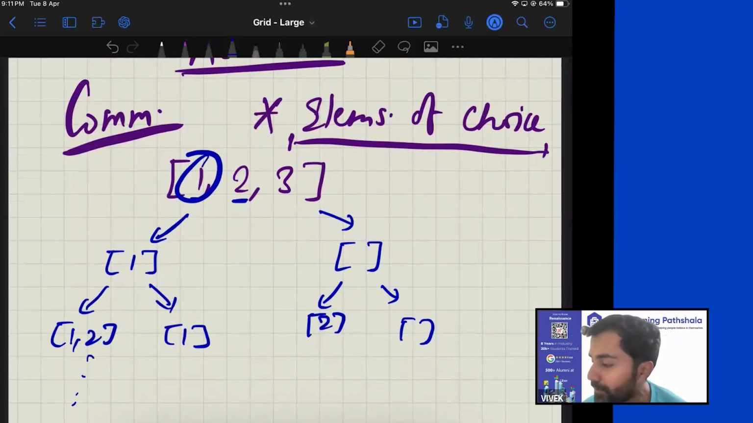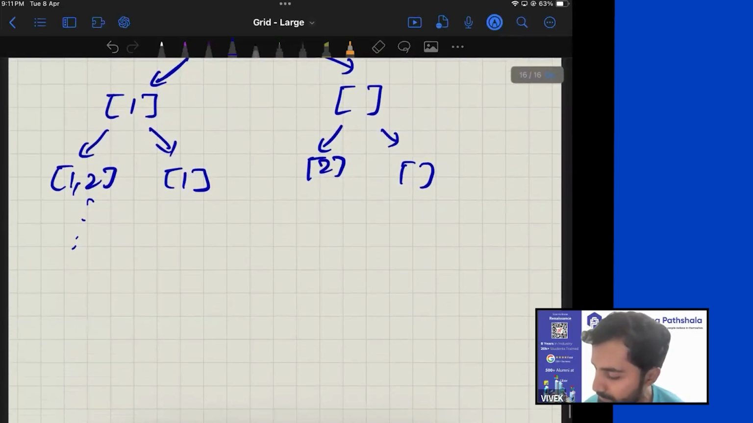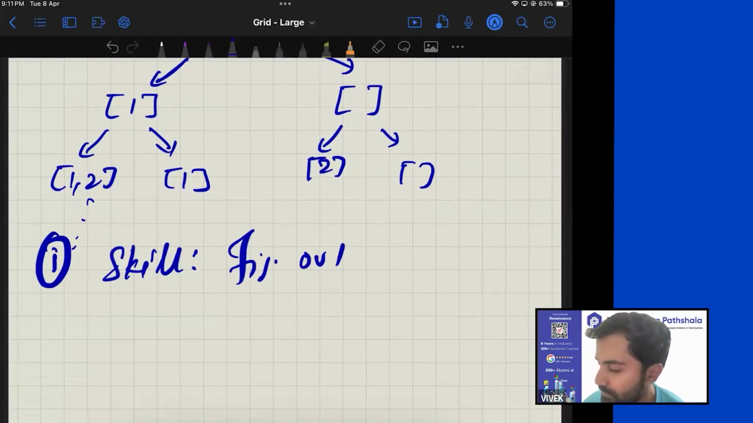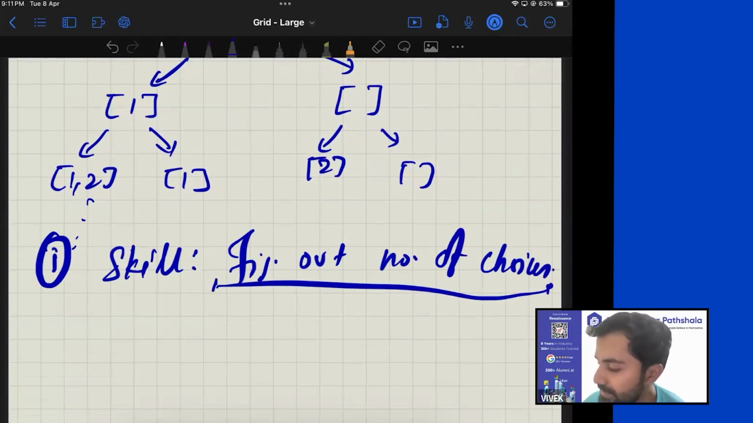At times, the number of choices could be too many. Instead of just two choices, you could have 10, 15 different choices. So the first thing I want to tell you guys is you should learn the skill to figure out the number of choices that you have at any instant. This is a very fundamental and logical thing. It has got nothing to do with your programming skills or anything like that. It's just a very logical, very pure thing.